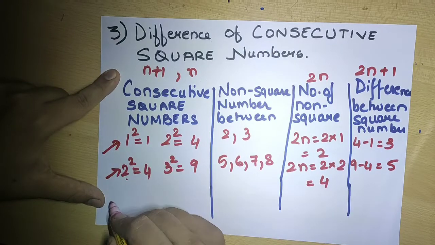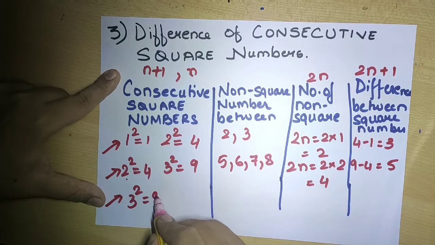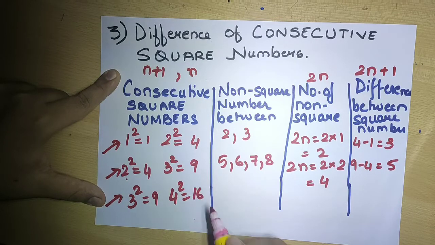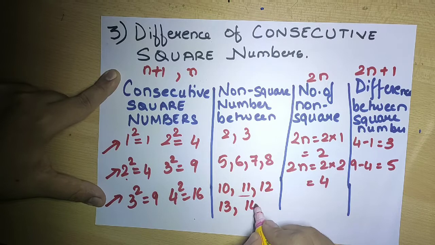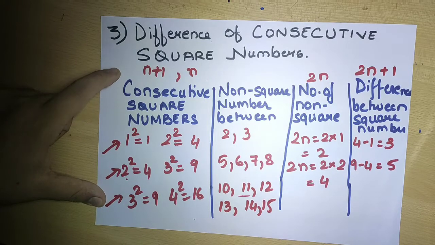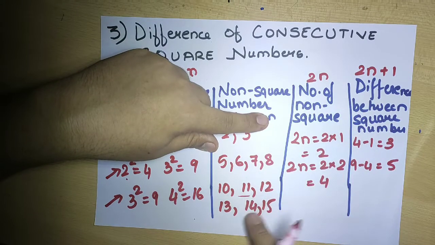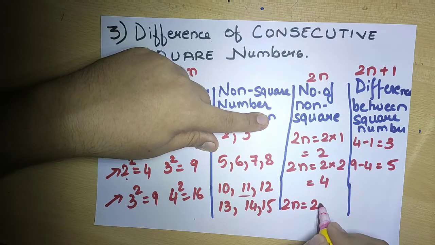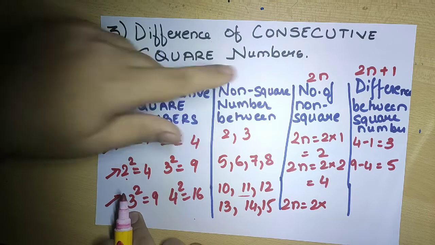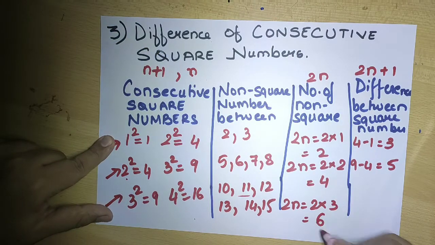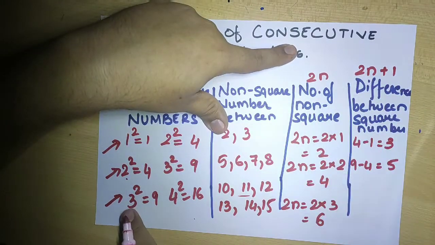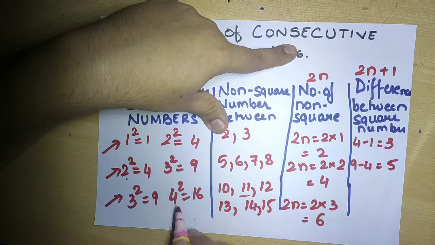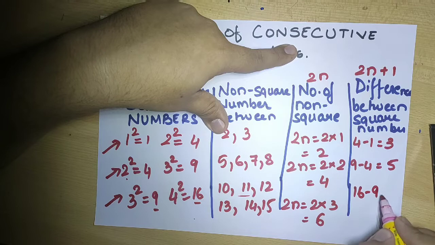Similarly, if we take 3 square is equal to 9 and 4 square is equal to 16, which are the in-between non-square numbers? 10, 11, 12, 13, 14 and 15. So what is the number of non-squares? This is 6, we know. So 2n, 2 multiplied by n, which is 3, is equal to 6. And what is the difference between the square numbers? 2n plus 1: 2 threes are 6 plus 1, 7. And we know that 16 minus 9 is equal to 7.